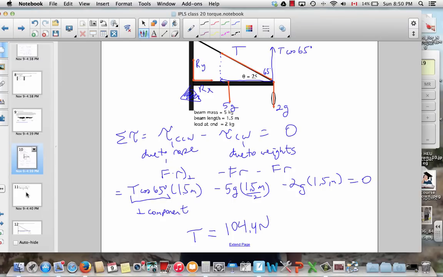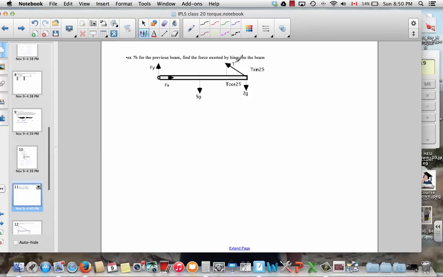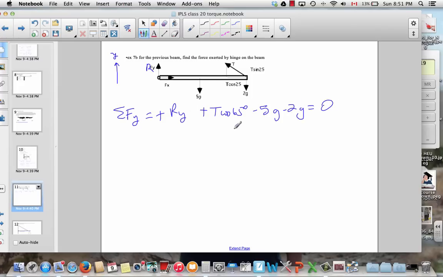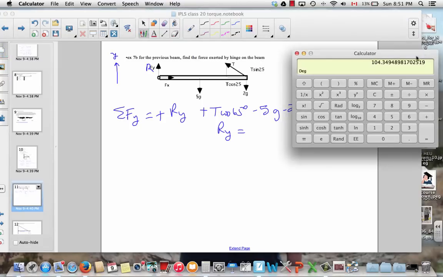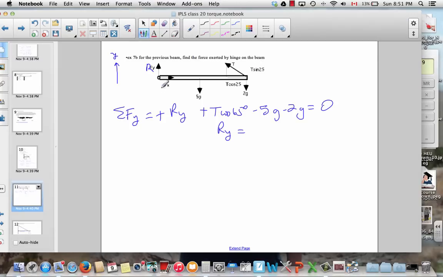Now that's the first condition for static equilibrium. The second condition for static equilibrium says that the forces have to be balanced. So in the y direction, taking upwards as positive, we've got upwards reaction y from the hinge, so this is Ry. It may look like an F on the diagram, but I want it to be R. Then we've got this upwards T cos 65, then the two downwards weights. Now this is a force equation, so notice there's no distance involved. Substituting in the tension of 104.4 newtons, we can find the reaction y component.